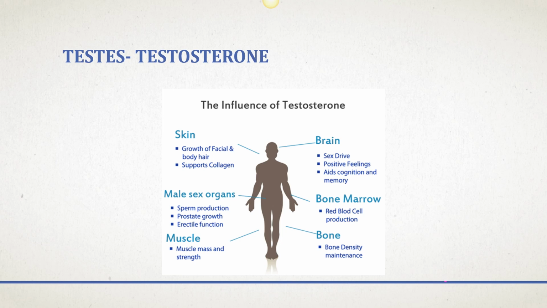Bone, they have increased bone density. If you think of the evolutionary purpose of a man is to challenge other males and fight for a mate, so if they have strong bones, they're able to do that. Increased muscle mass and strength. Again, the evolutionary purpose of a man is to fight for a mate, so having stronger muscle mass will allow them to have a sexual advantage. For their sex organs, it induces sperm production, prostate growth, and erectile function.